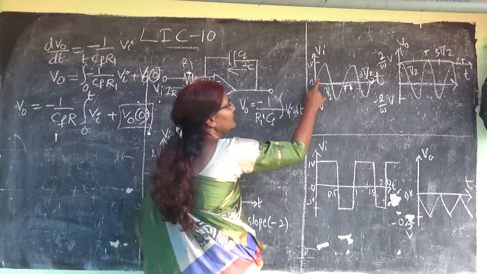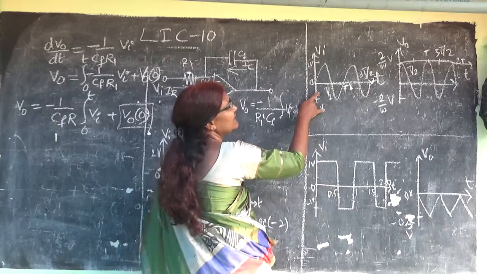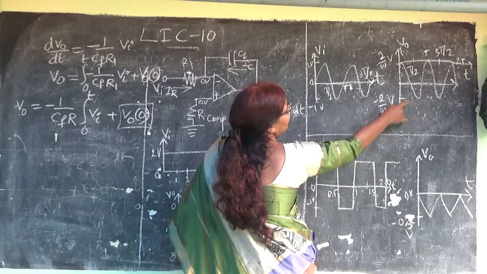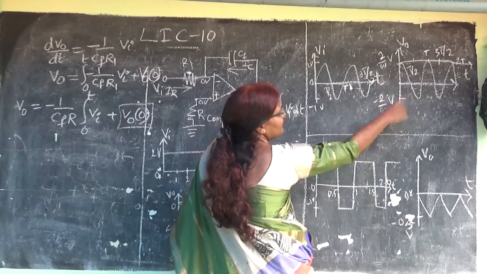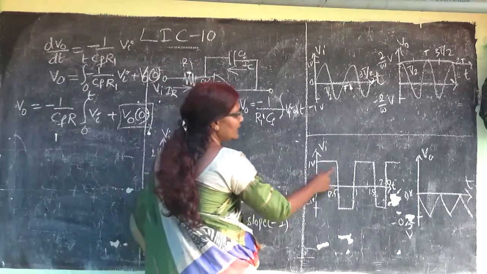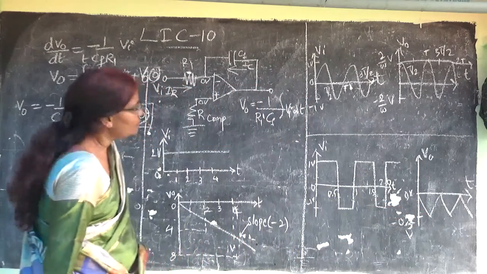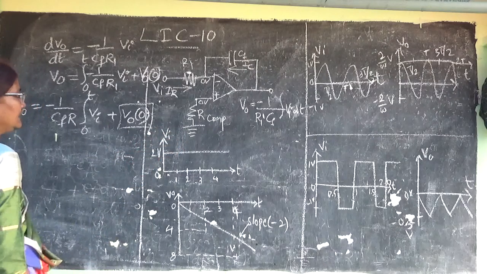And if this is given at the integrator input, then you will get this type of signal at the output, and this is the sine signal, you will get the cos signal. So here if you give the square wave, you will get this triangular wave. So this is the explanation about the integrator.